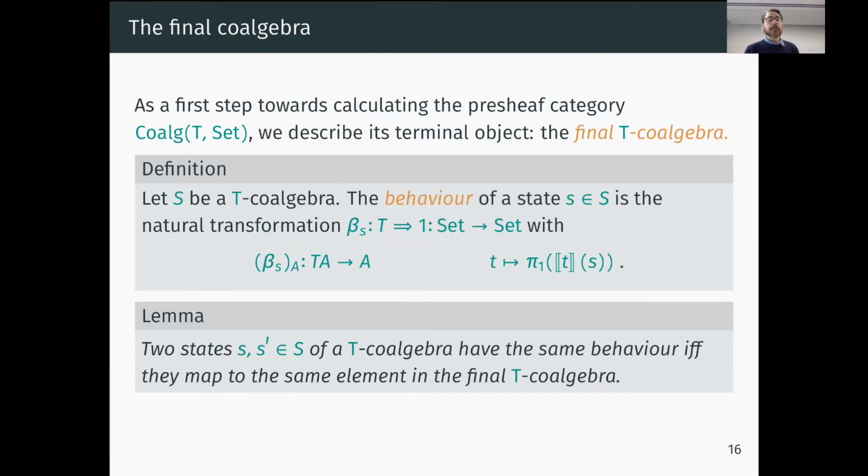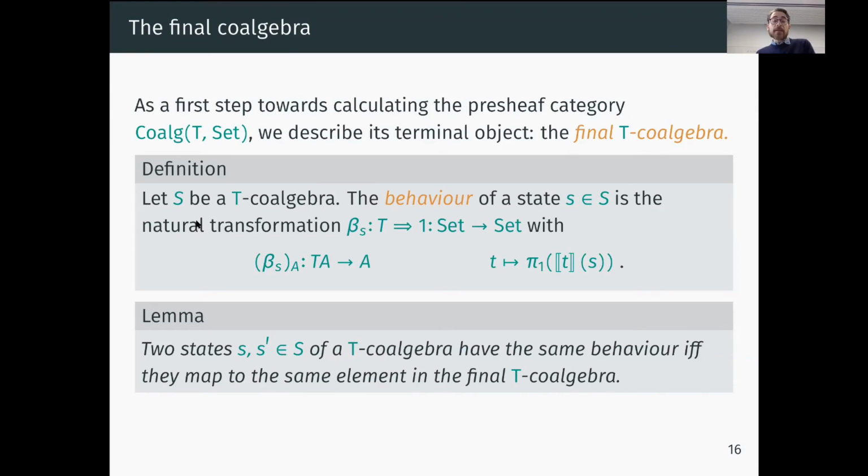So, using this, we can now start to, remember our goal is to try and describe this category of coalgebras associated to a monad T on Set. We want to show it's a presheaf category. And as an important step towards that, we're going to try and work out what its terminal object is. We know it's got a terminal object if it's a presheaf category, but we'd like to be able to write it down.